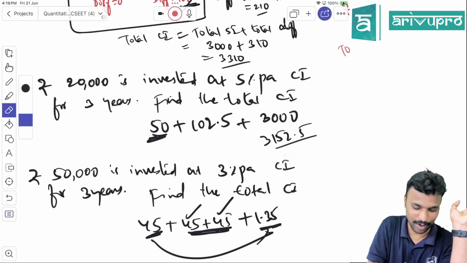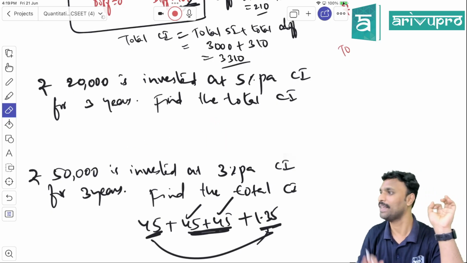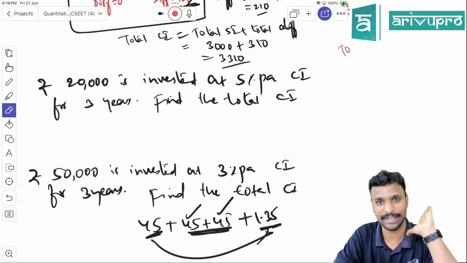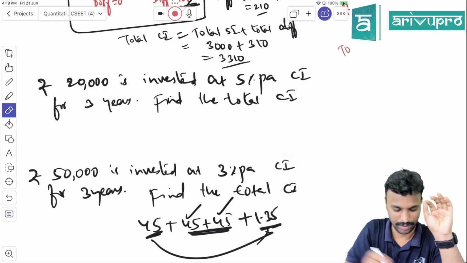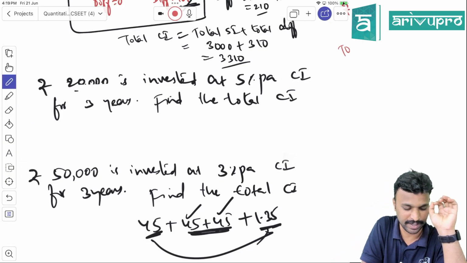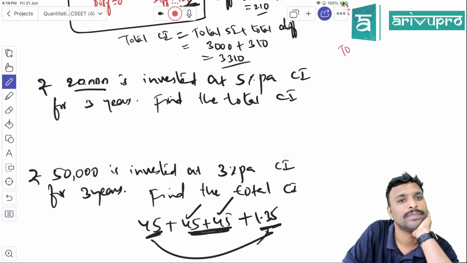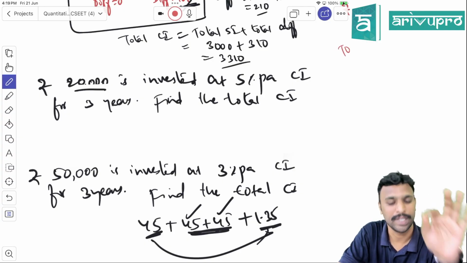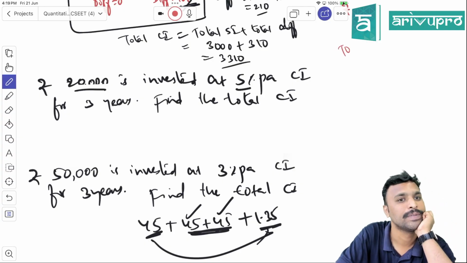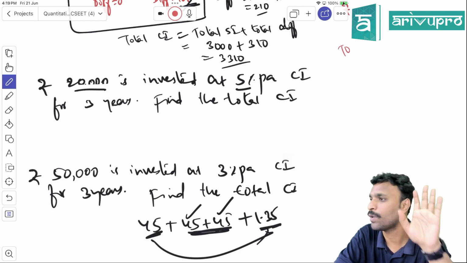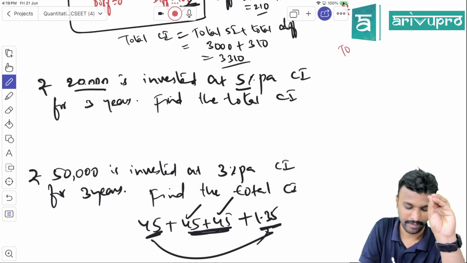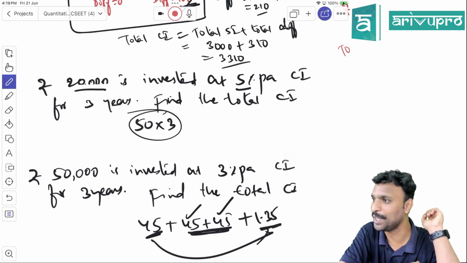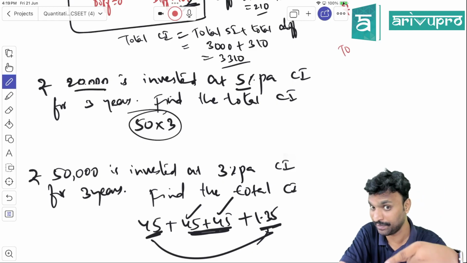Still, if you want me to explain in simple words, listen. In this case, tell me what is SI for 1 year. SI for 1 year is how much? 1000, and 5% of 1000 is how much? 50. 50 into 3. Okay, but this is the easiest method. 50 into 3 for 3 year CI.